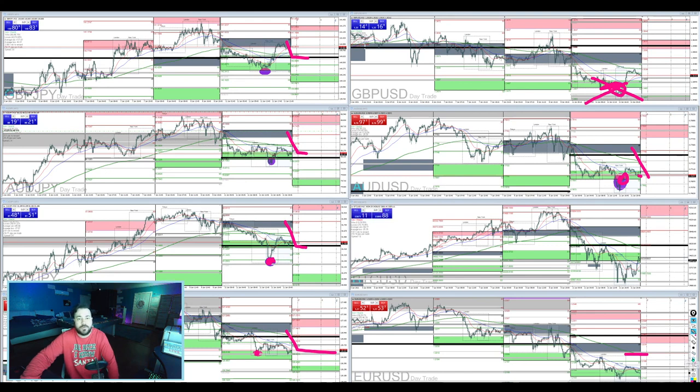but London session may have something. This may be like a consolidation to break out during the London. That's yet to be seen.